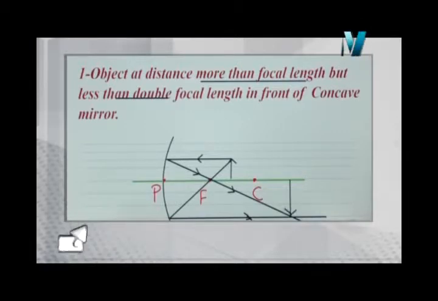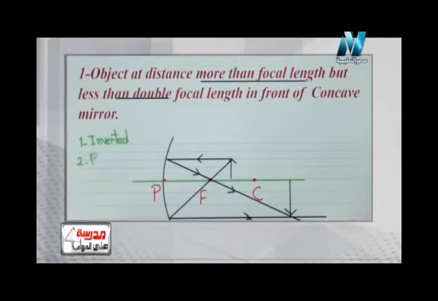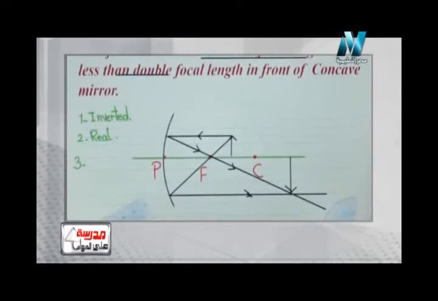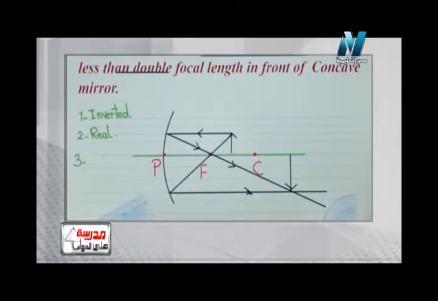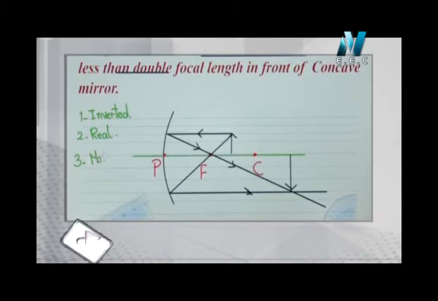So the image is what? Number 1, inverted, an upside-down image of course. Number 2, real. Of course we know it is real because it can be received on the screen, and at the same time because it is formed due to intersection of the reflected rays. Inverted, real, magnified or enlarged. Magnified.